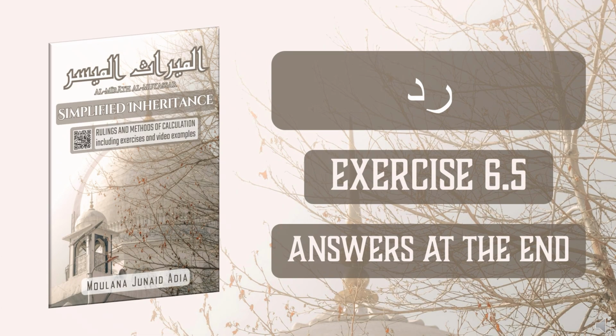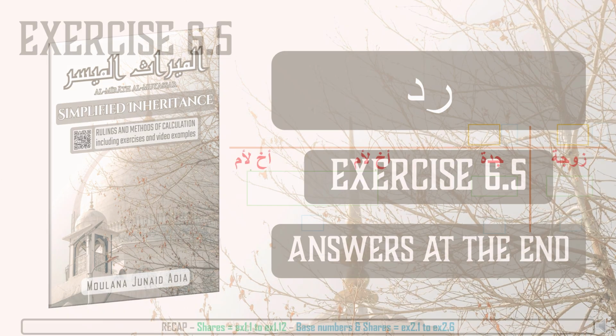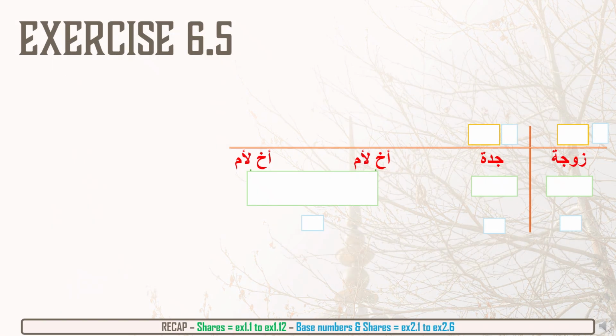Bismillahir Rahmanir Rahim. In this video, we will work through the example in exercise 6.5. This is within the Radd chapter, and the answers to the exercise can be found at the end of the video. In this example, the deceased has left behind a wife, a grandmother, and 2 maternal brothers.